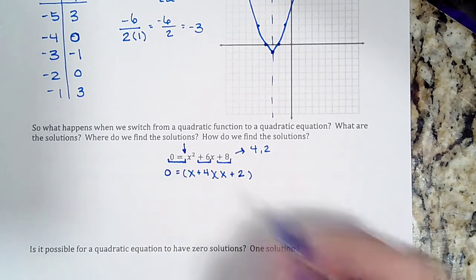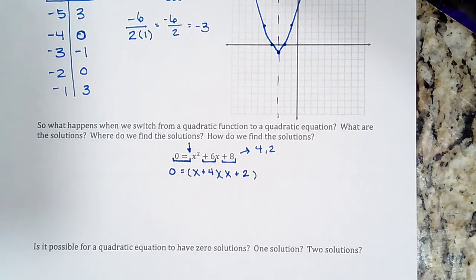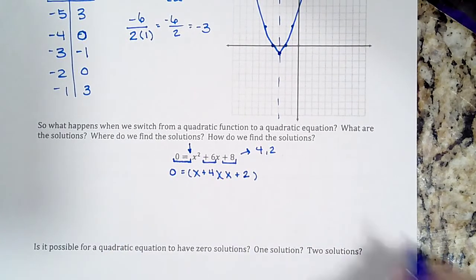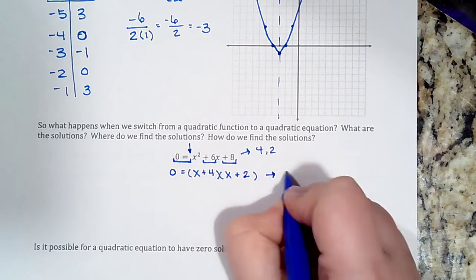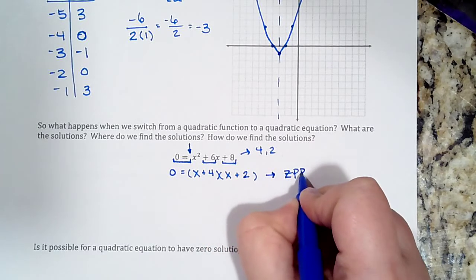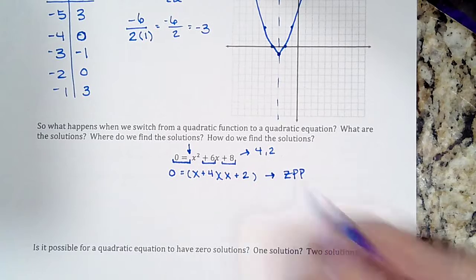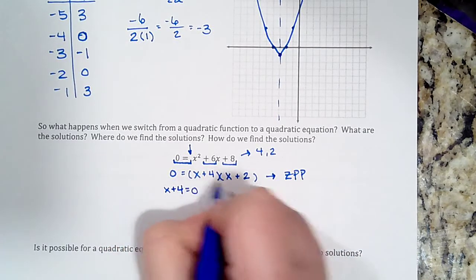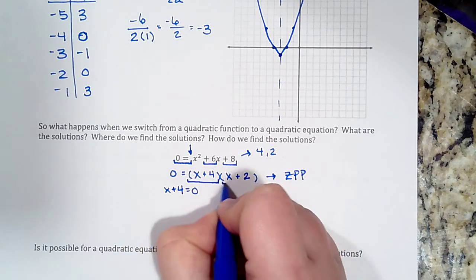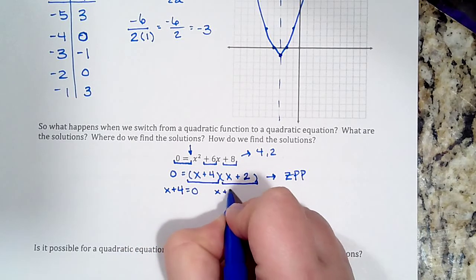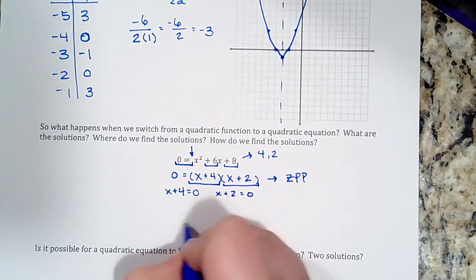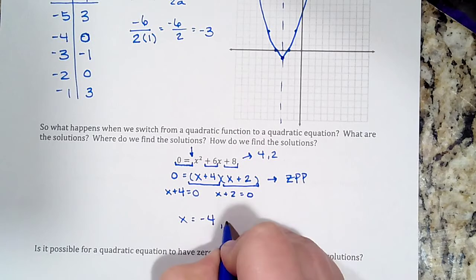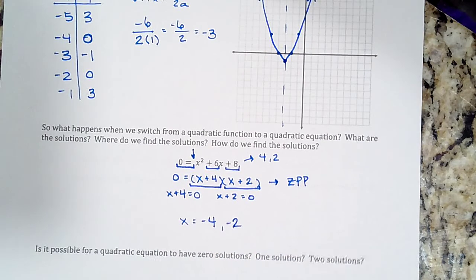Now, how do we find the solutions? Because this is just the factored form. This isn't the solutions. We have to use our knowledge of this equaling 0. Remember, when we have something that equals 0, we can use the ZPP, or the zero product property. And that says that either the first term is going to be equal to 0 or the second term is going to be equal to 0. So in order to find the solutions, I have to solve those down. So I get that my two solutions are -4 and -2.